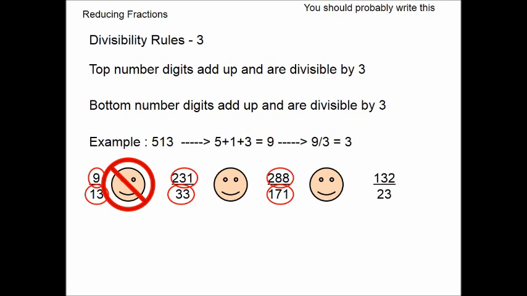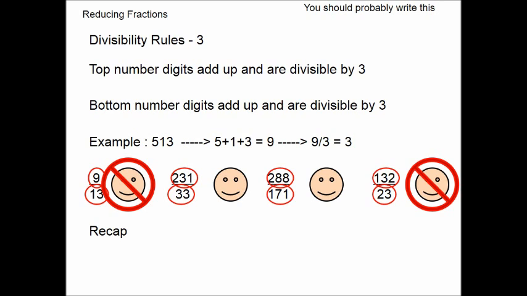So hooray, smiley face is happy. The top one, 1 plus 3 plus 2, equals 6. So that 6 is divisible by 3, but the bottom one is 5. 5 isn't divisible by 3. Again, we're looking for sums that equal 3, 6, 9, 12, 15, 18, 21, 24, 27, 30, any of those numbers.